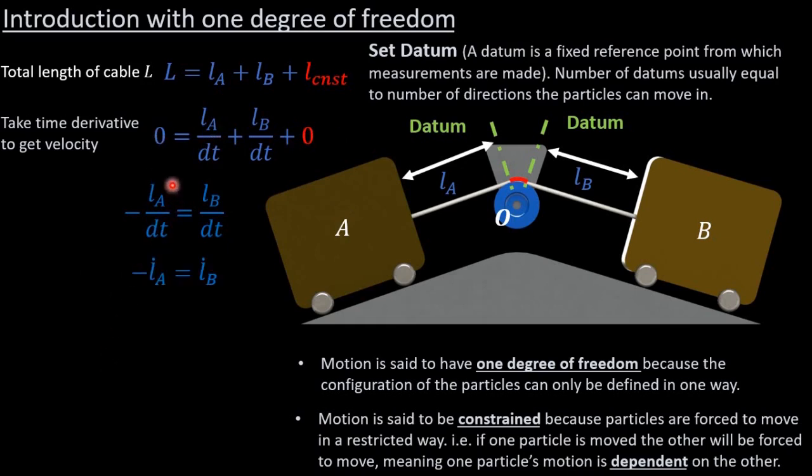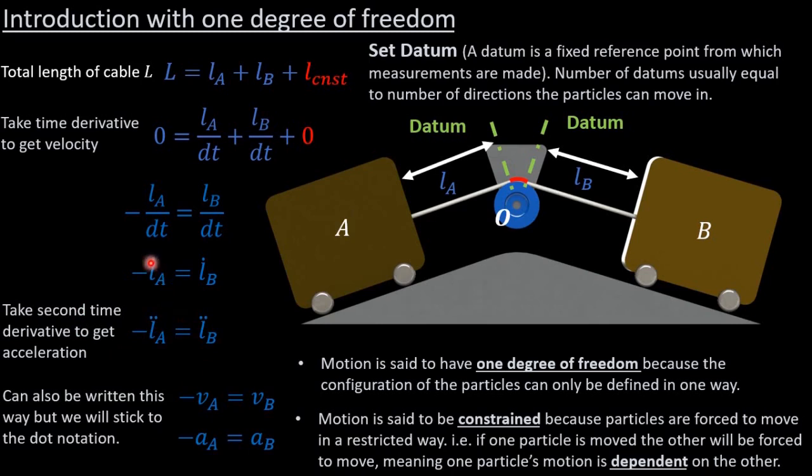And then I can write that in a more compact way as minus L sub A dot. Remember, the dot just means one time derivative, equals L sub B dot. I'll be sticking to this notation throughout, so make sure you familiarize yourself with that. If I take the second time derivative to get acceleration, I'm just going to get that. So minus L sub A double dot, so there's two dots, which means two time derivatives, equals L sub B double dot, which means two time derivatives.